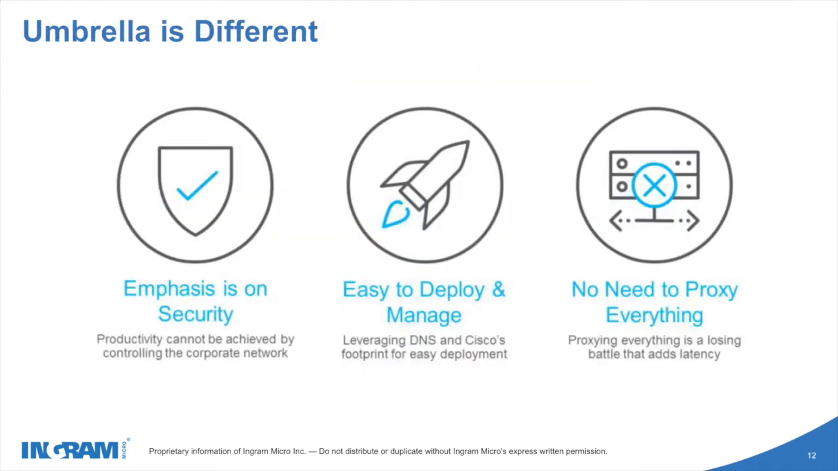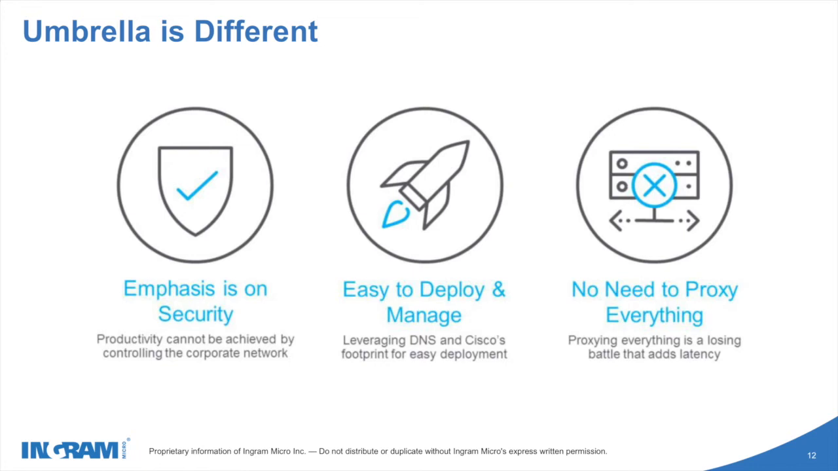Cisco Umbrella is a cloud security platform that provides the first line of defense against threats on the internet wherever users go. By analyzing and learning from internet activity patterns, Umbrella automatically uncovers attacker infrastructure staged for current and emerging threats and proactively blocks malicious requests before they reach a customer's network or endpoints. This means that it is not necessary to proxy everything, leading to a much better user experience.